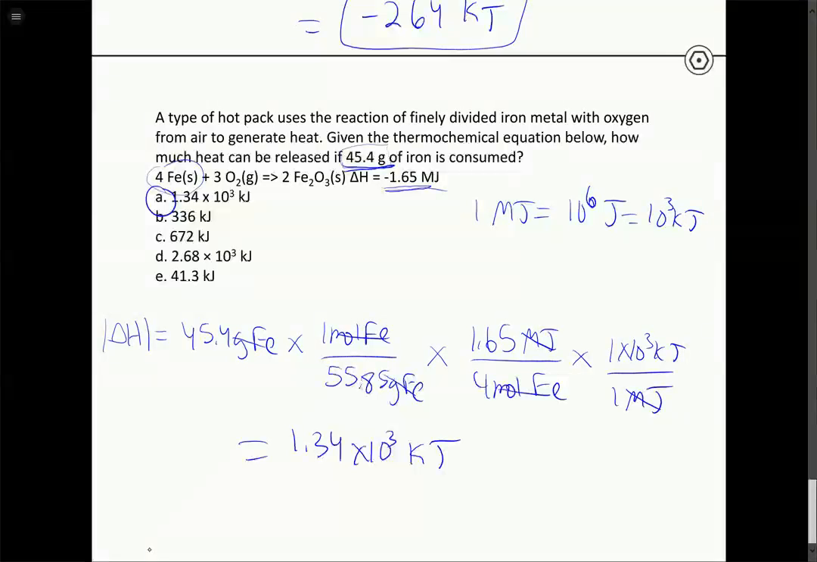Okay, so a thermochemical equation is really just an extension of stoichiometry. We have a delta H that's associated with a chemical reaction, and that tells us that that much heat is either absorbed or released for this many moles of substances. So we interpret the coefficients as moles, and in this case the key conversion factor was 1.65 megajoules of heat released for every 4 moles of iron that react.